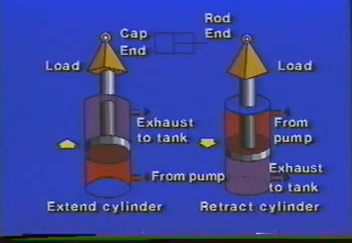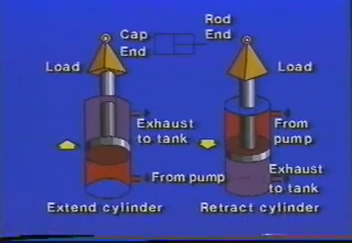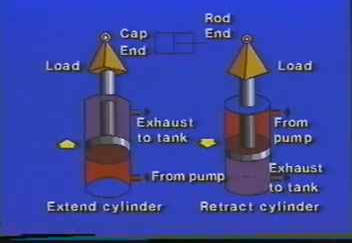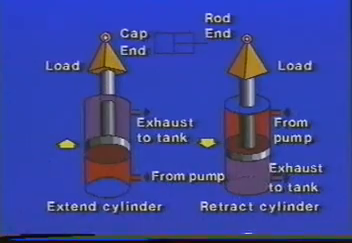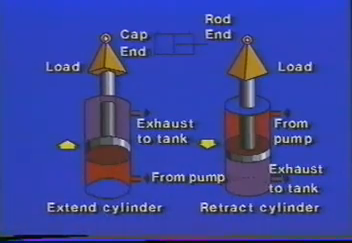Now, what about speed and force of the cylinder of this type? We can see here that we have a greater area on the cap end than we do on the rod side, simply because the rod takes up some of the space. We have more square inches of area to push on, which means, since force is equal to pressure times area, that we're able to exert a greater force extending than when we're retracting.